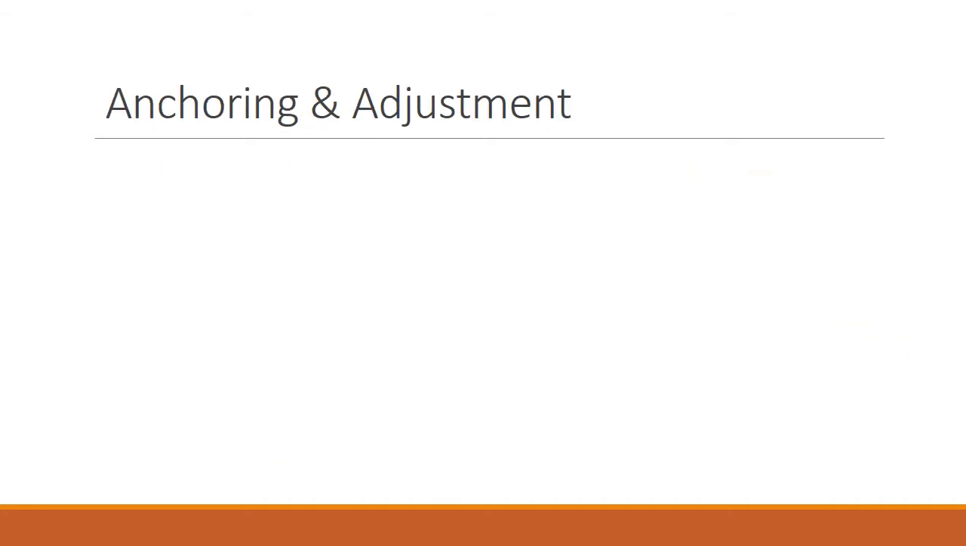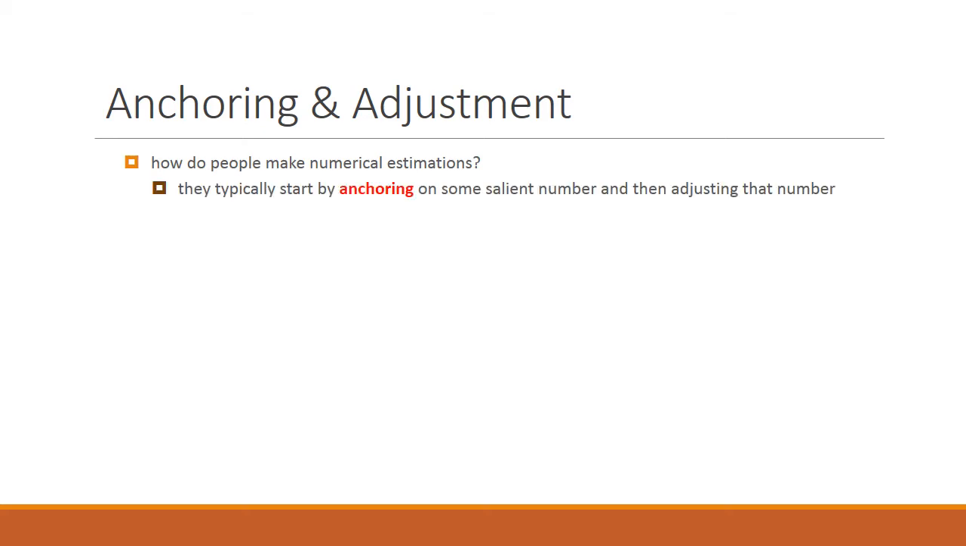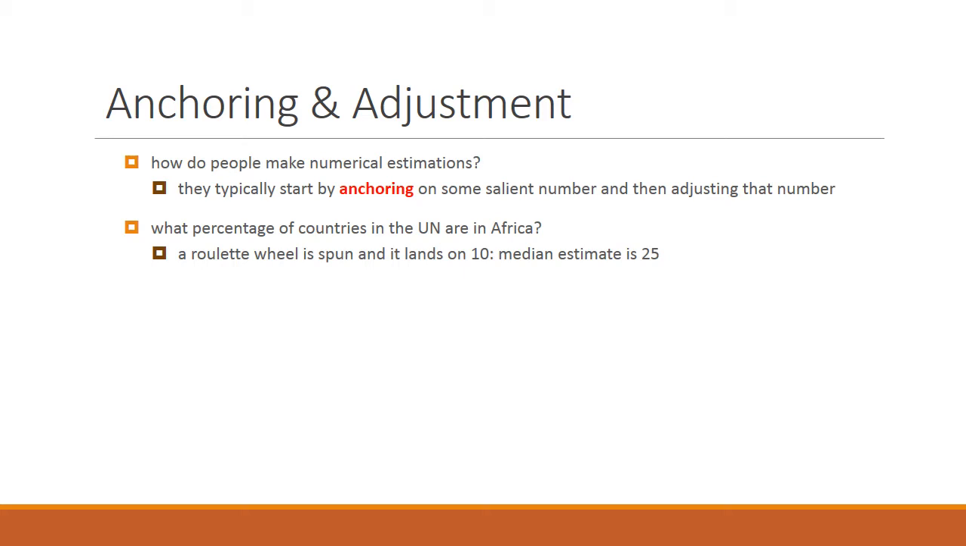So another phenomenon that we rely on that may bias our judgments in various situations is this idea of anchoring and adjustment. So it looks at how people make numerical estimations. It seems like we typically start by anchoring on some salient number. Perhaps that number is provided to us in a question, and then we adjust from that initial number. So for example, if I ask you what percentage of the countries in the UN are in Africa, and we spin a random roulette wheel and it lands on 10, we get this median estimate of 25. But if the roulette wheel spins and lands on something larger, like 65, the median estimate tends to be larger as well. True answer is 53 in this case.